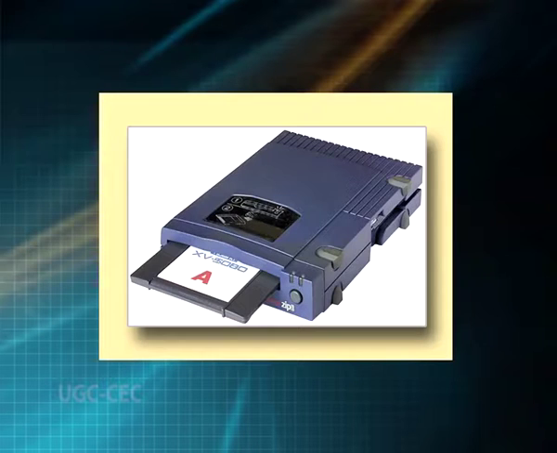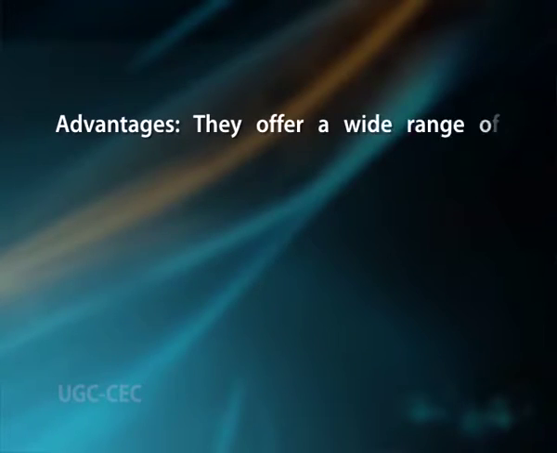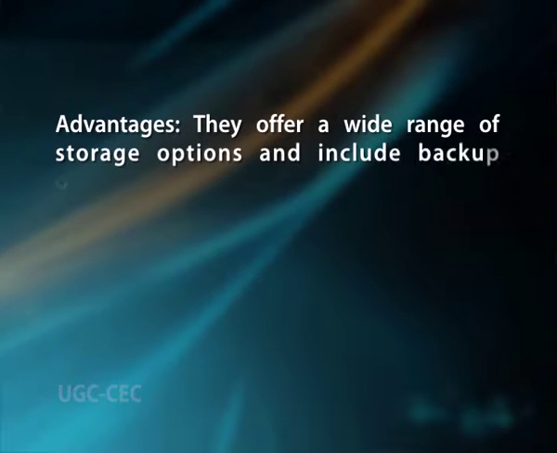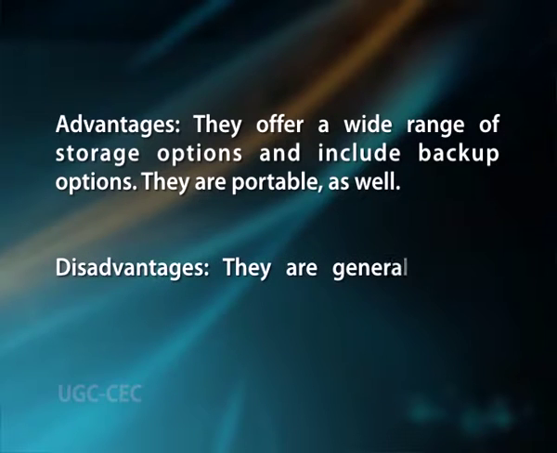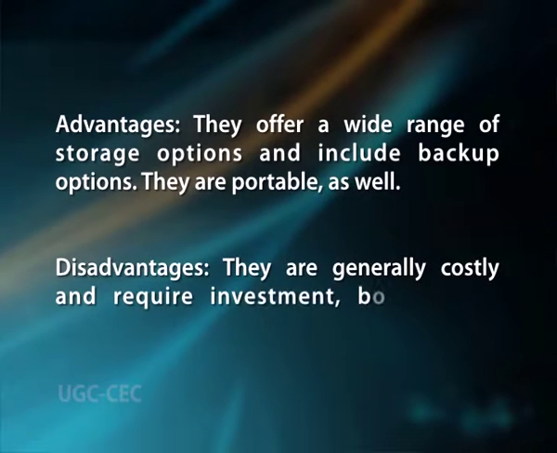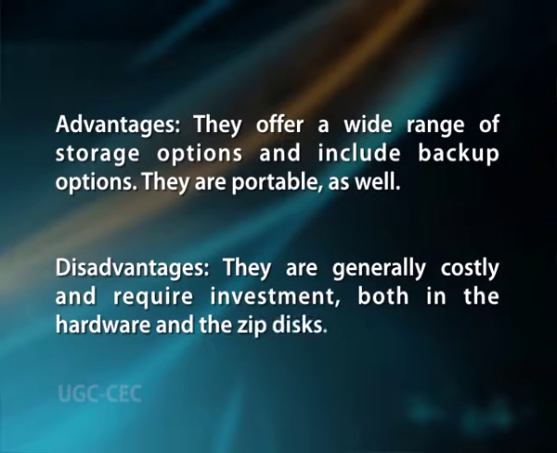Zip drive. Zip drives are disk drives that make use of removable zip disks in storing large sizes of data. They look like a floppy disk drive, but what you insert is a zip disk, not a floppy disk. Zip disks are thicker and heavier than floppy disks. Advantages: They offer a wide range of storage options and include backup options. They are portable as well. The disadvantages: they are generally costly and require investment both in the hardware and the zip disks.